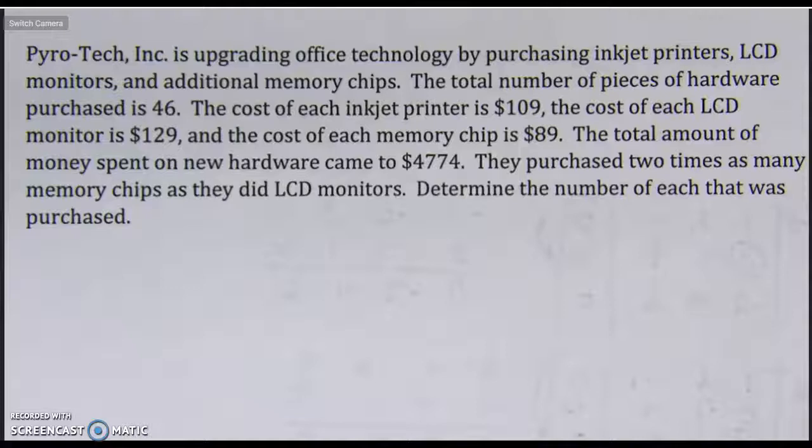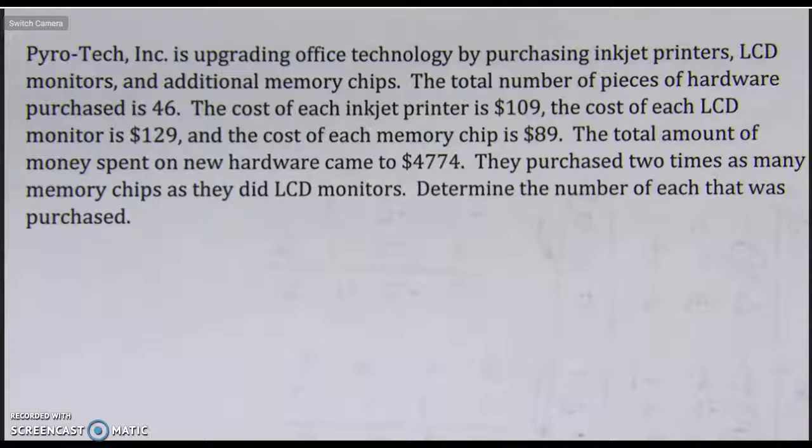The cost of each inkjet printer is $109. The cost of each LCD monitor is $129, and the cost of each memory chip is $89. The total amount of money spent on the new hardware came to $4,774. They purchased 2 times as many memory chips as they did LCD monitors. Determine the number of each that was purchased.